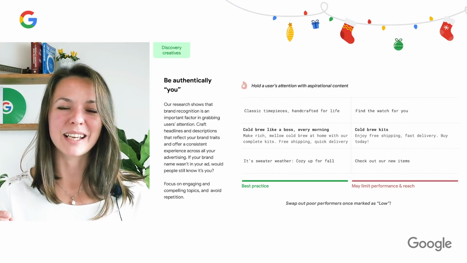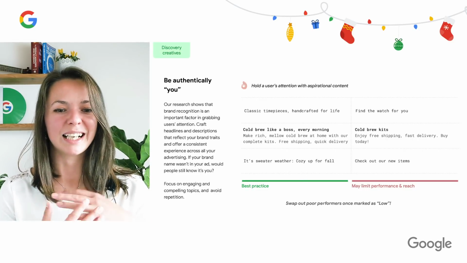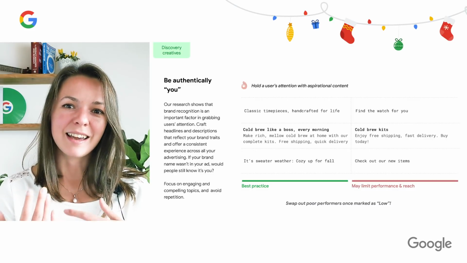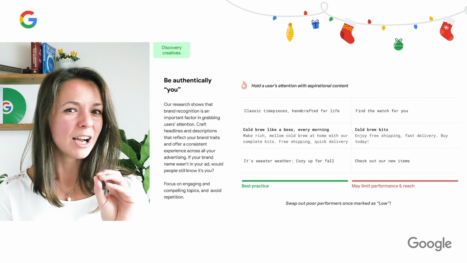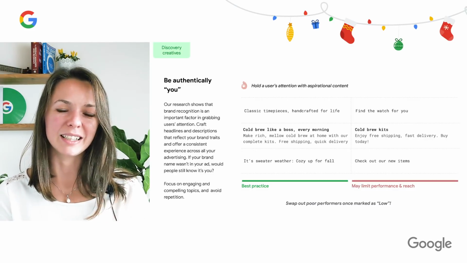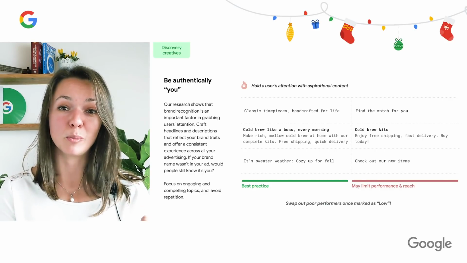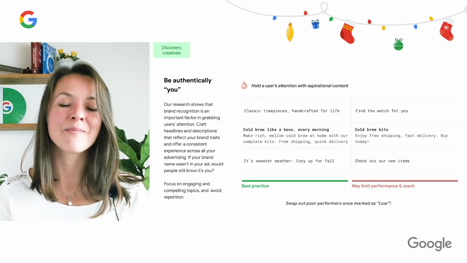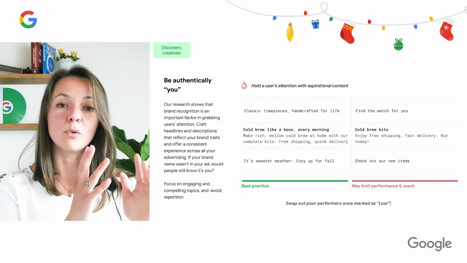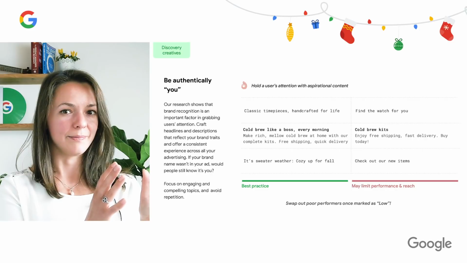Think about something that will get people's attention. For example, classic timepieces, handcrafted for life. Do you see how beautifully and poetically what we mean by this is that this is a very reliable watch. Once you buy it, it will last you a lifetime. And then secondly, that this is more around the classic style, right?